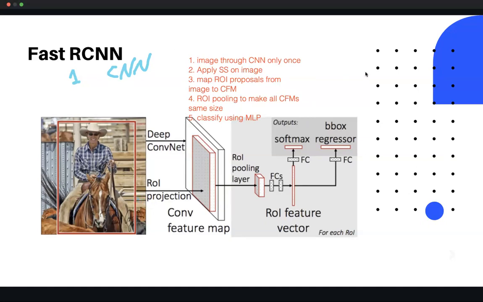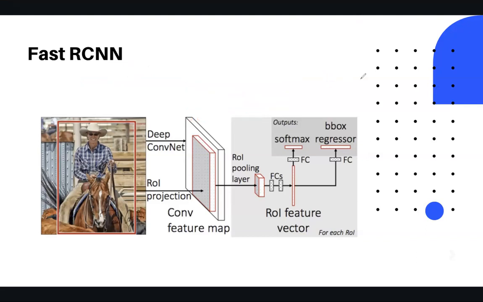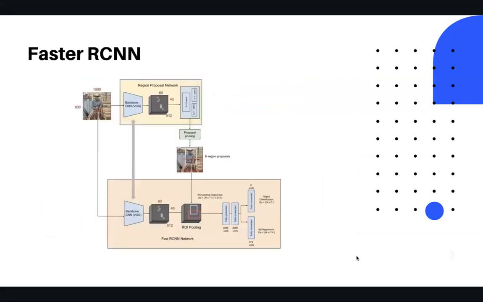Anybody else has a question about the Fast RCNN architecture? No. Хорошо. Let's go to faster RCNN then.